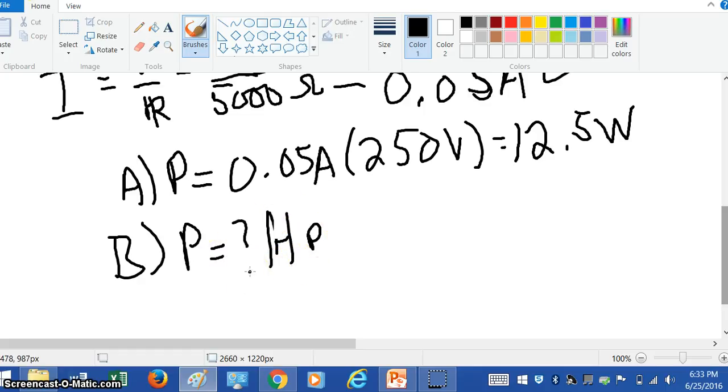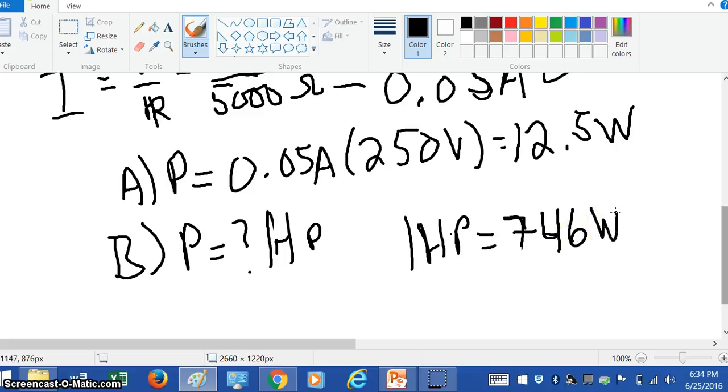And this works the same way it does in mechanics, right? Remember, in mechanics, 1 HP, 1 horsepower, is 746 watts. And so we can just use that as our conversion factor for part B.